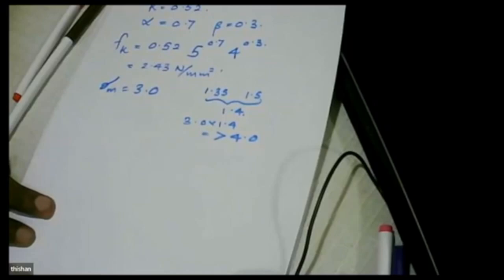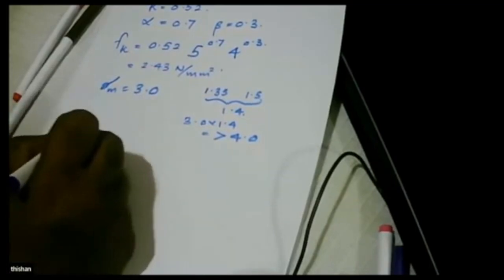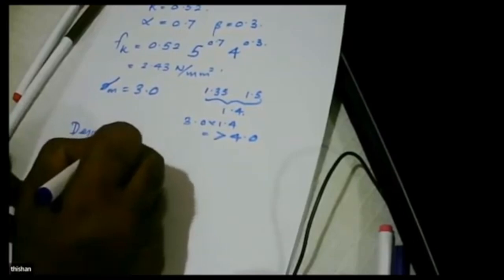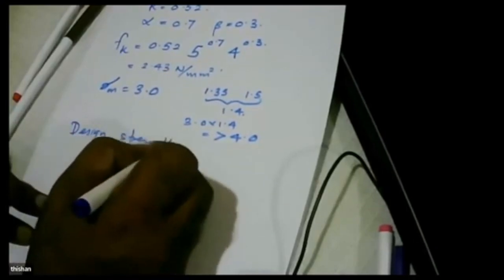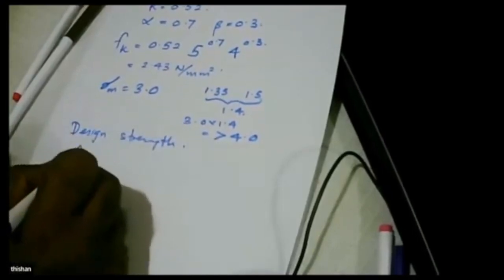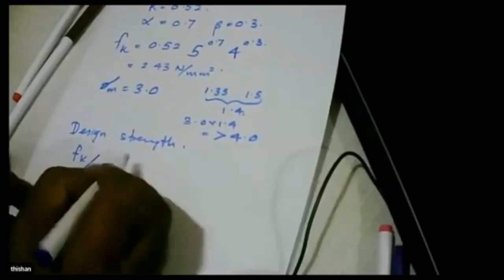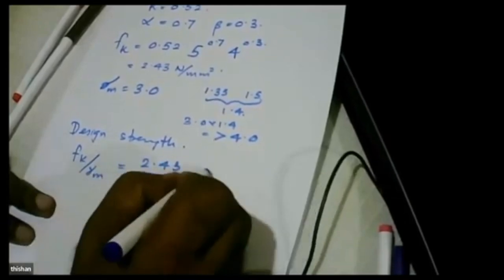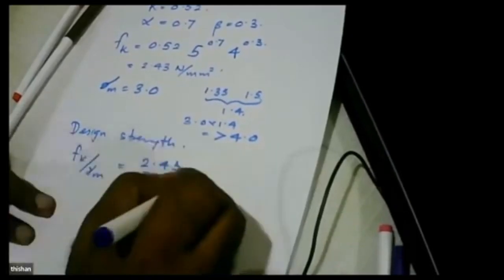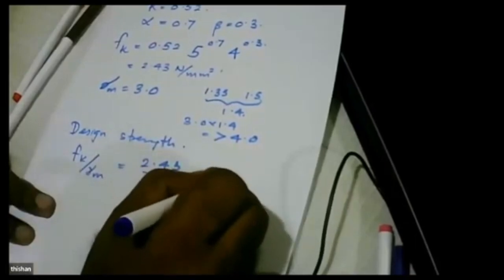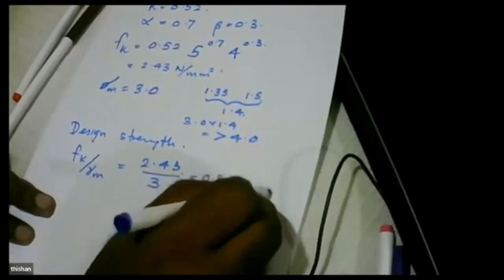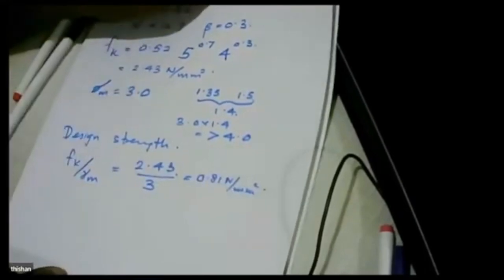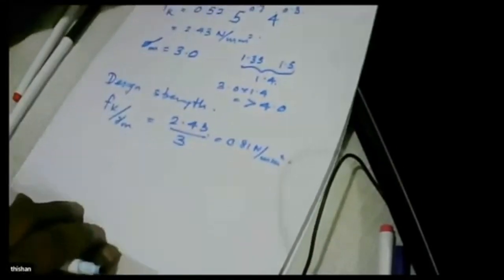So let's see. Then if you know the characteristic strength, then the design strength will be Fk over gamma m. So that will be 2.43 divided by 3. So it comes to 0.81. So we have a design strength of 0.81 newtons per millimeter square.